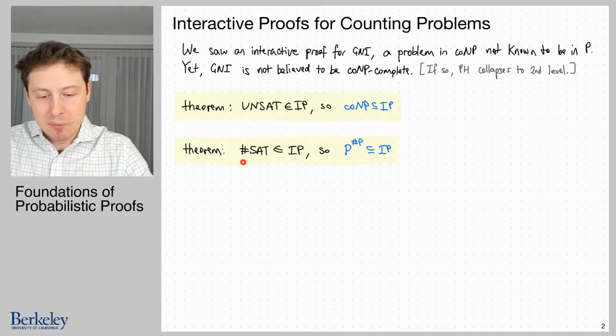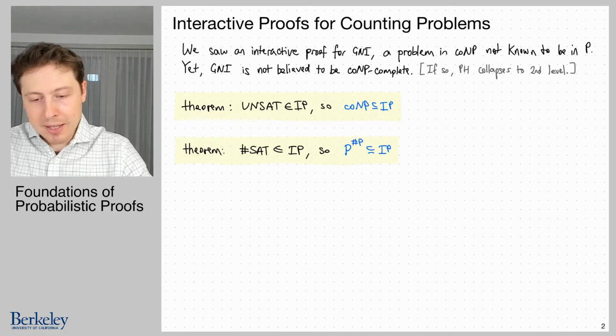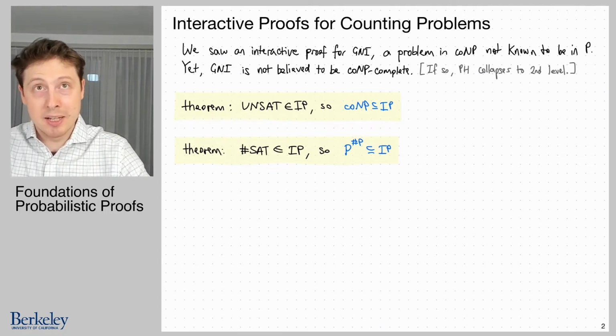Once you have an interactive proof for sharp SAT, then we get a containment of the complexity class P to the sharp P.